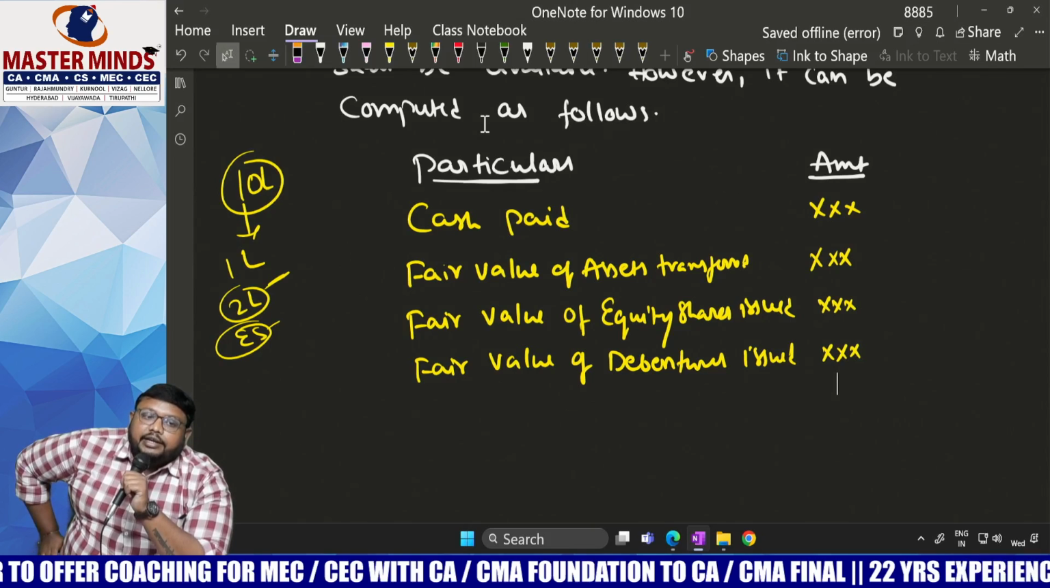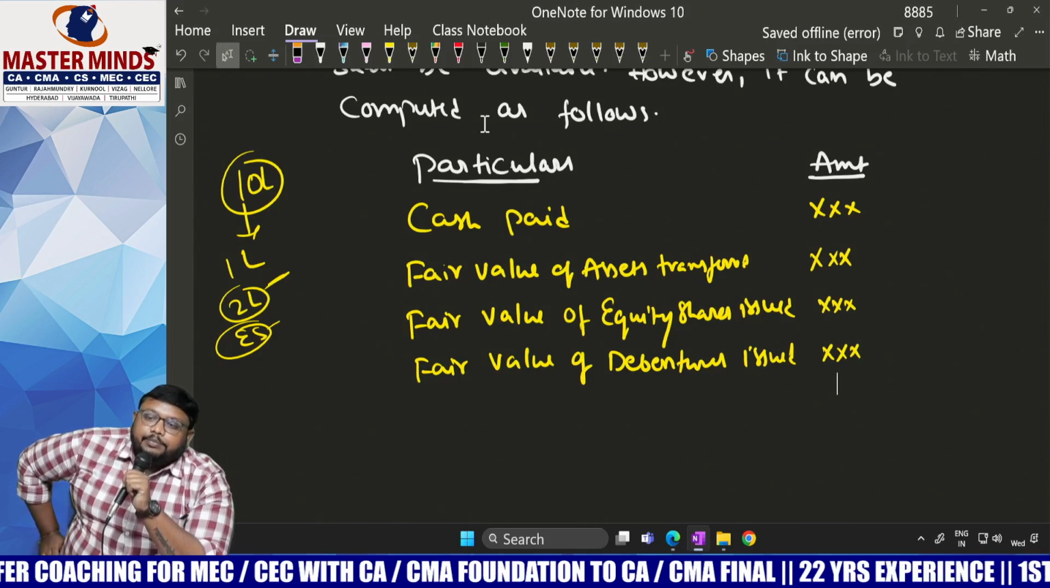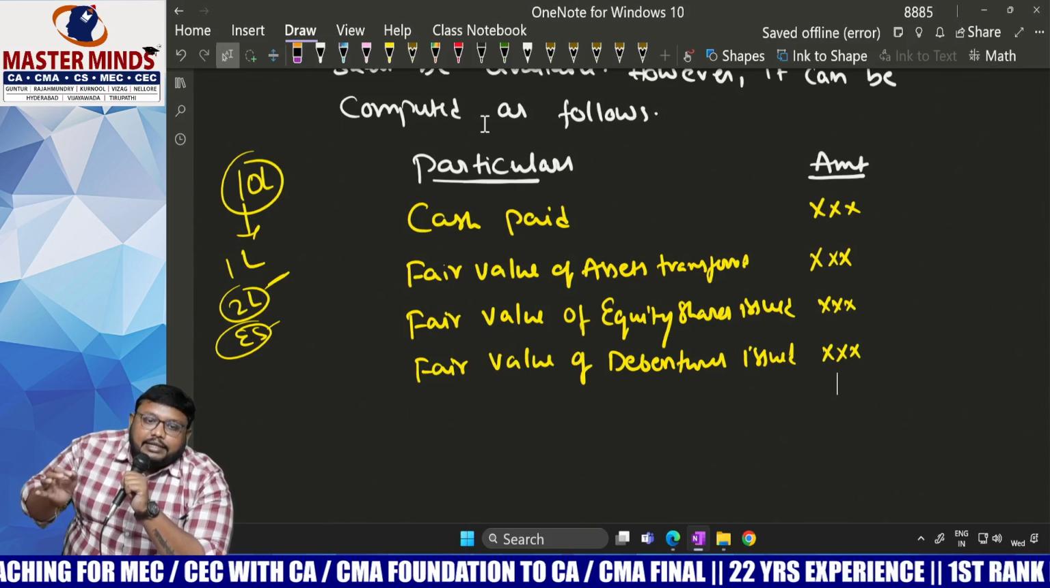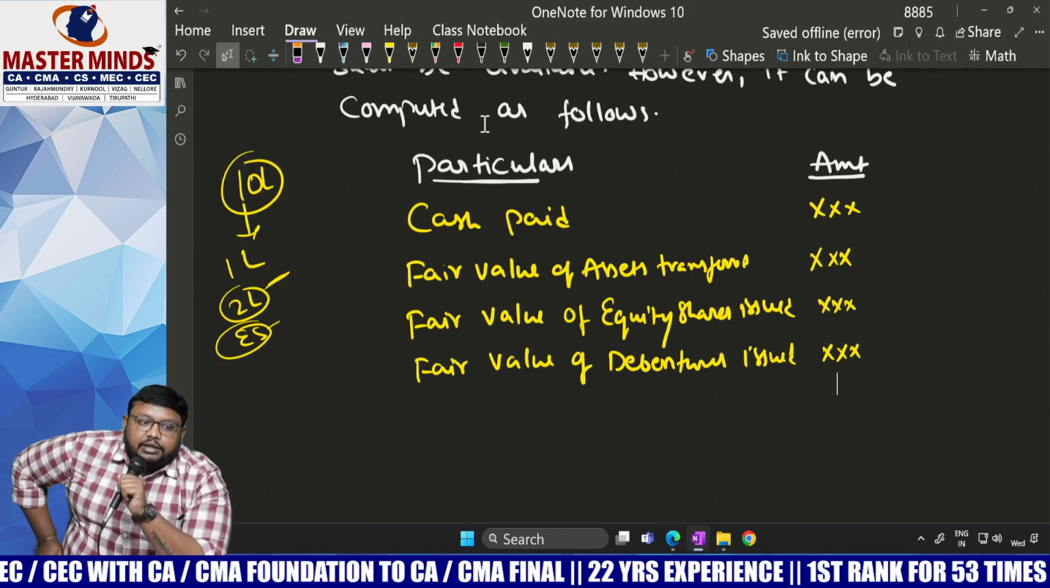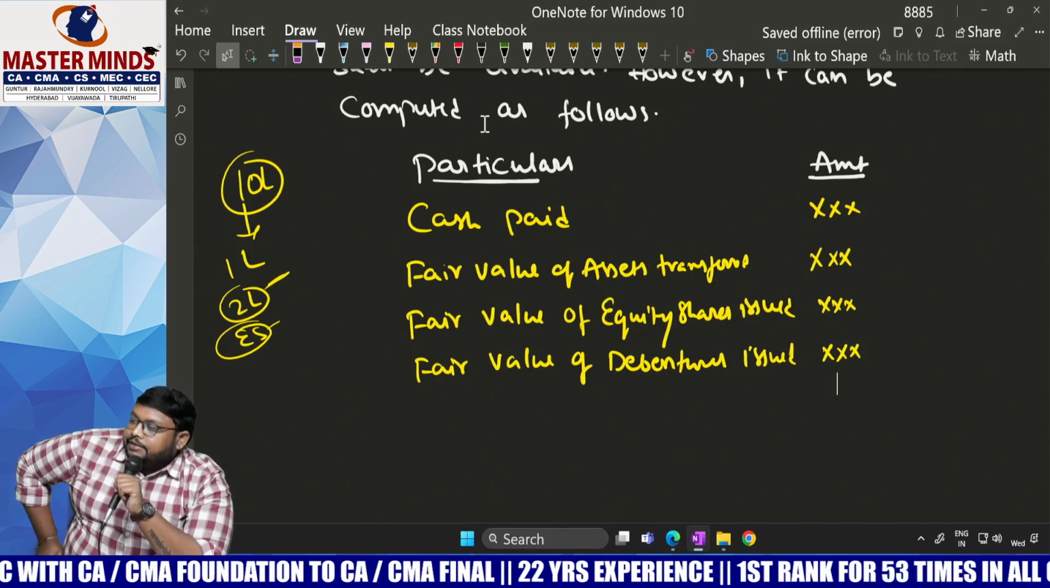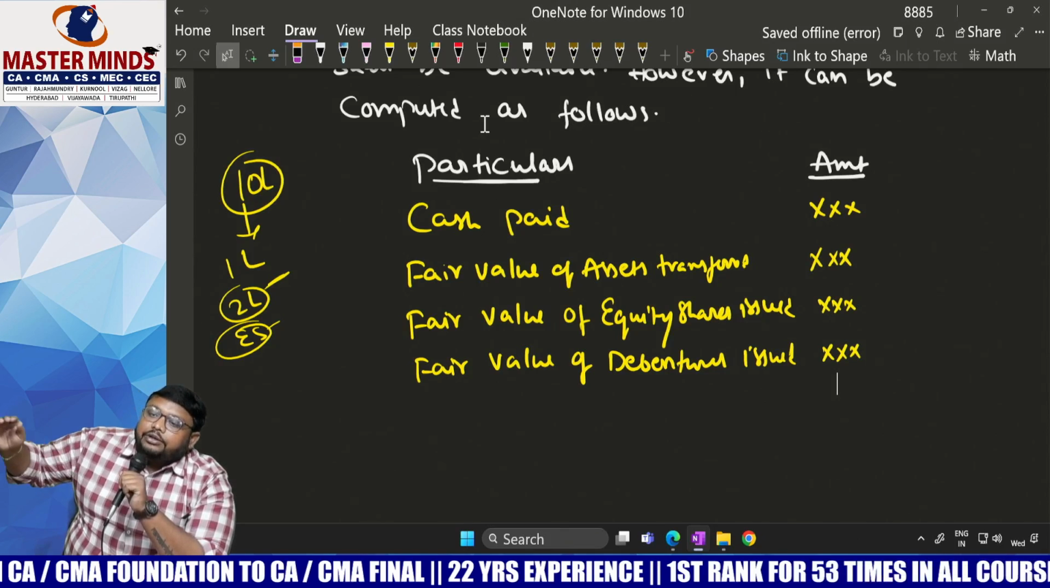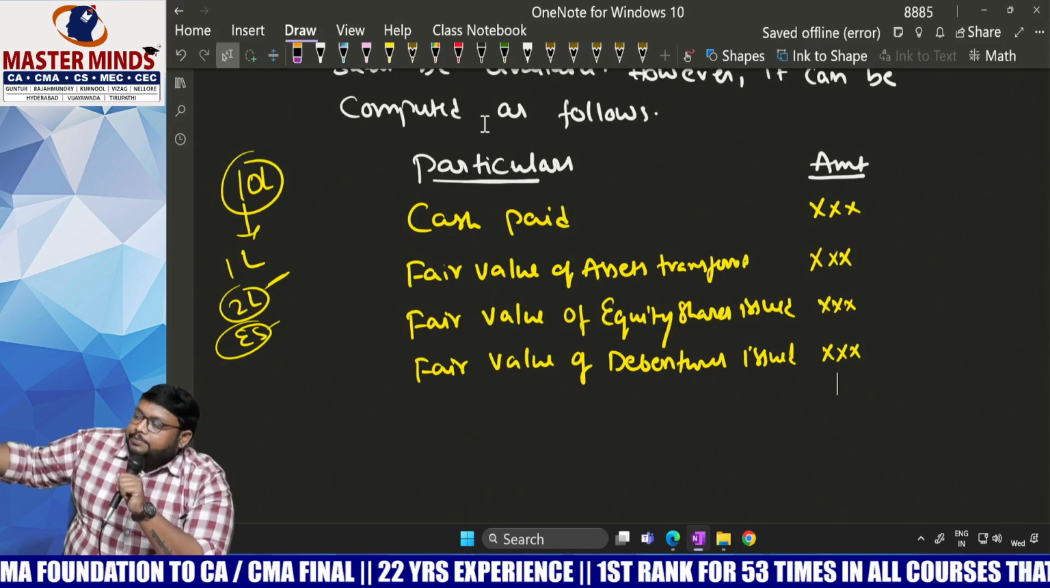Okay, so if any deferred consideration is there, so simply I'm saying that out of 10 lakhs, 8 lakhs I will pay now, and the remaining 2 lakhs after 2 years I will pay. That means the 2 lakhs value is after 2 years. After 2 years he is paying only 2 lakhs.